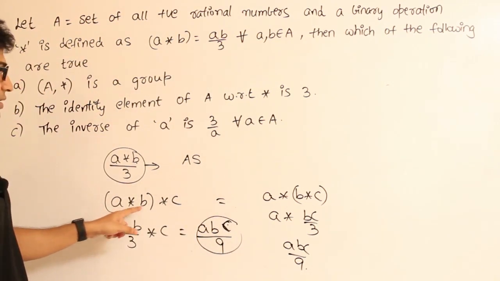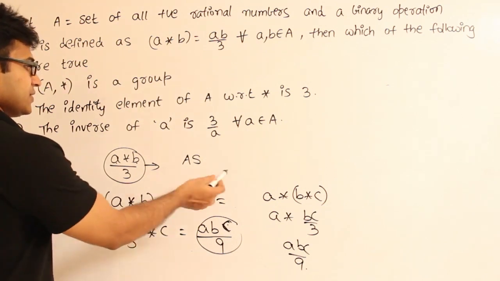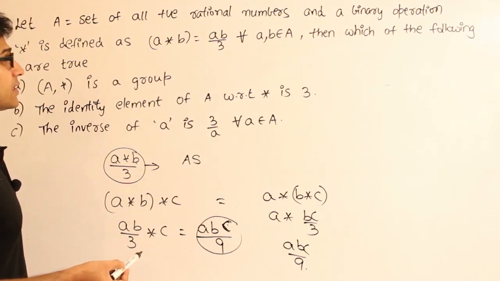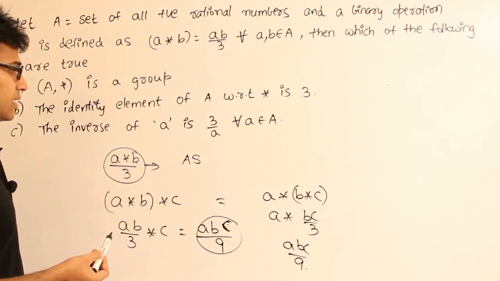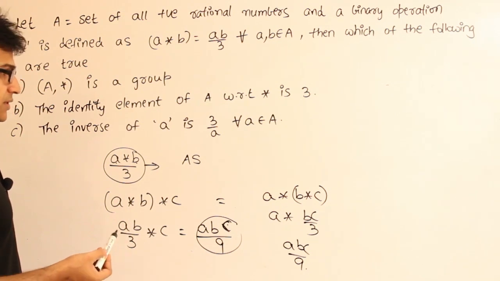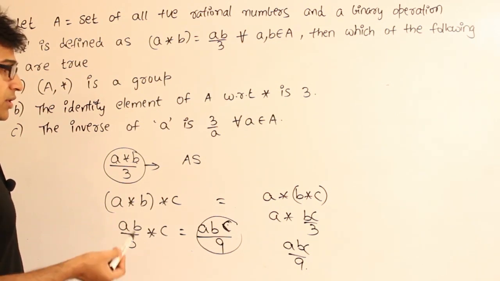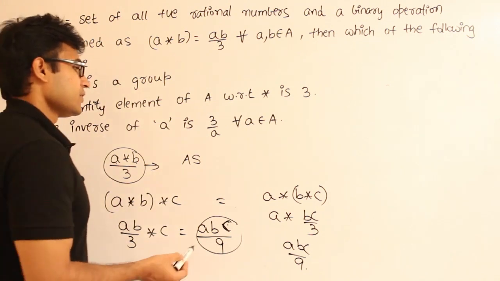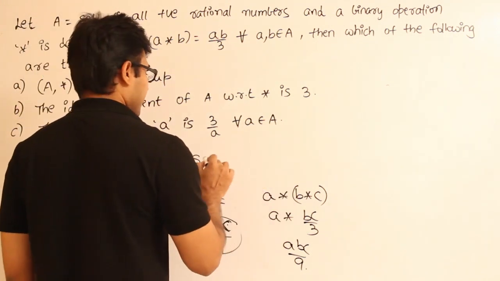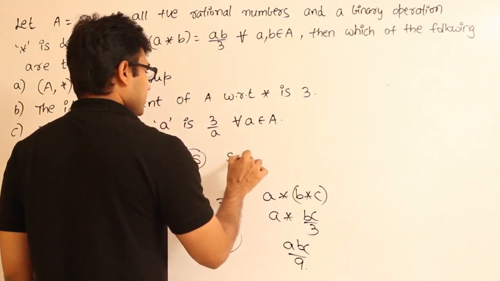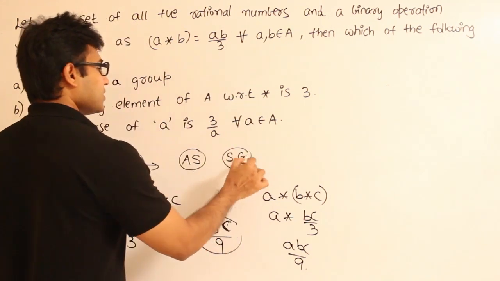So the left hand side is equal to the right hand side, and it means that in this case the operation star is following associativity. So since it is following associativity, what can we say about it? It is definitely a semi-group, right? So it is an algebraic structure and then it becomes a semi-group.